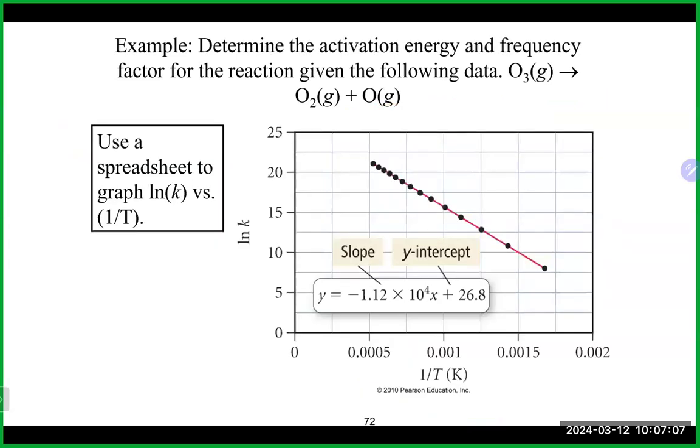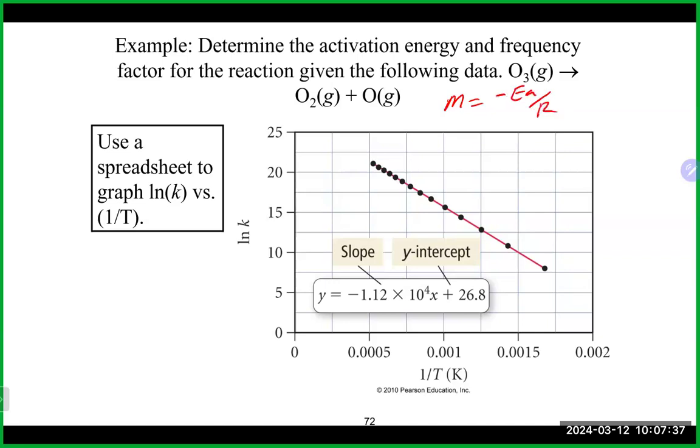And if we get the equation for our line, it will be the same as what we see on the screen here. Y is equal to minus 1.12 times 10 to the 4 x plus 26.8. Again, that is our y equals mx plus b. So we could use this information to figure out the activation energy in this case. Again, the slope would equal minus E of A over R.